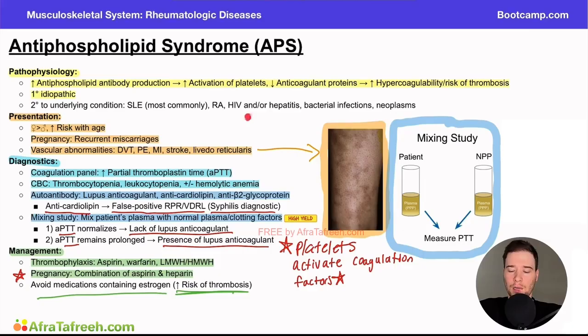Presentation is typically going to be in females, particularly in pregnant females, is how they like to ask about it on the boards, because they're going to present with recurrent miscarriages. Patients can also present with DVTs, PEs, MI, strokes, or livedo reticularis, a pretty unique physical exam finding.